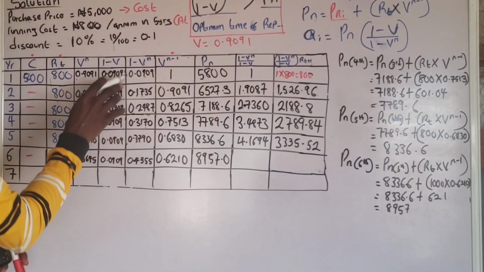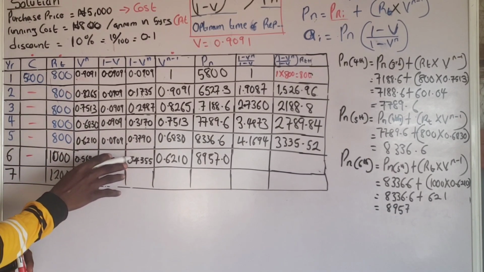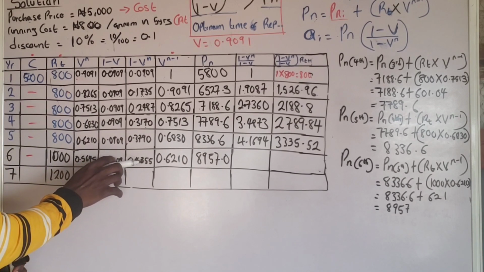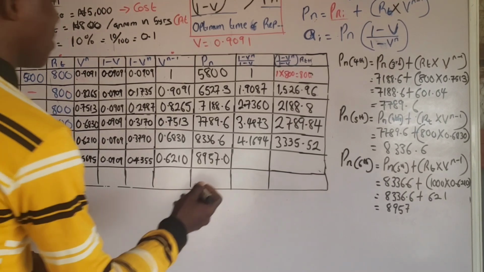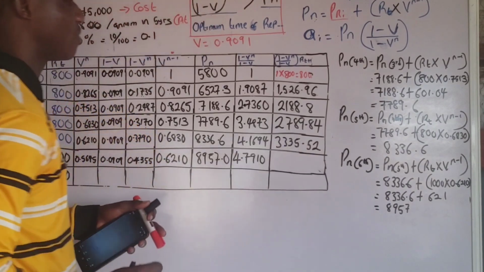Now let's get the value of 1 minus v raised to the power of n all over 1 minus v. See, 1 minus v raised to the power of n for year 6 is 0.4355. And 1 minus v for year 6 is 0.0909. So I'm going to divide 0.4355 by 0.0909. And if you punch your calculator, you're going to have 4.7910. Okay, let's get the value of these cells.